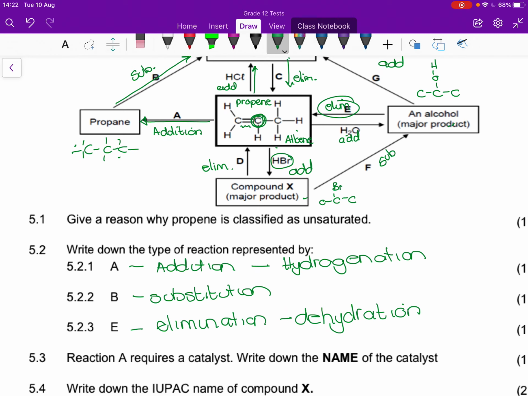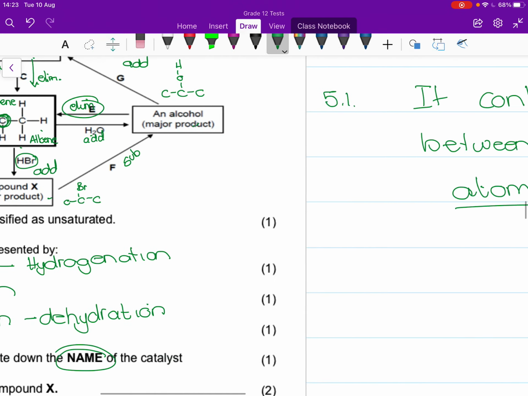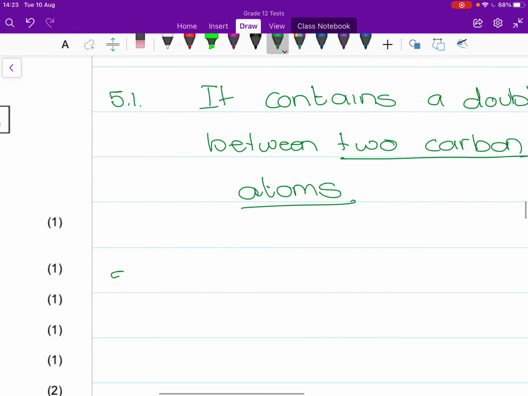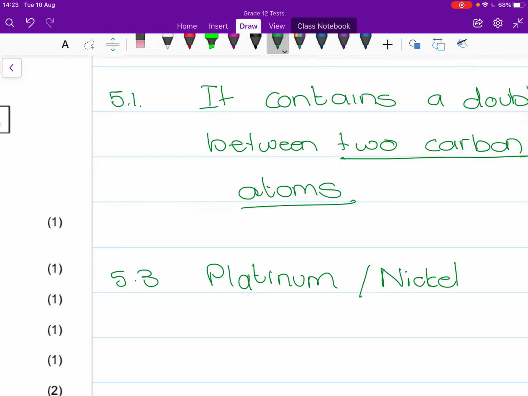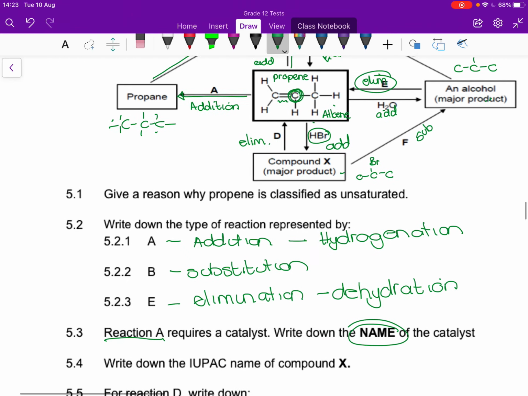Then they say reaction A requires a catalyst, so this is hydrogenation. Remember, you've got to know all your conditions, including what catalysts, etc. And they say write down the name of the catalyst. If you give the symbol, you get it wrong. So for 5.3, you could have given me platinum, or you could have given me nickel. But it has to be the name. All right?